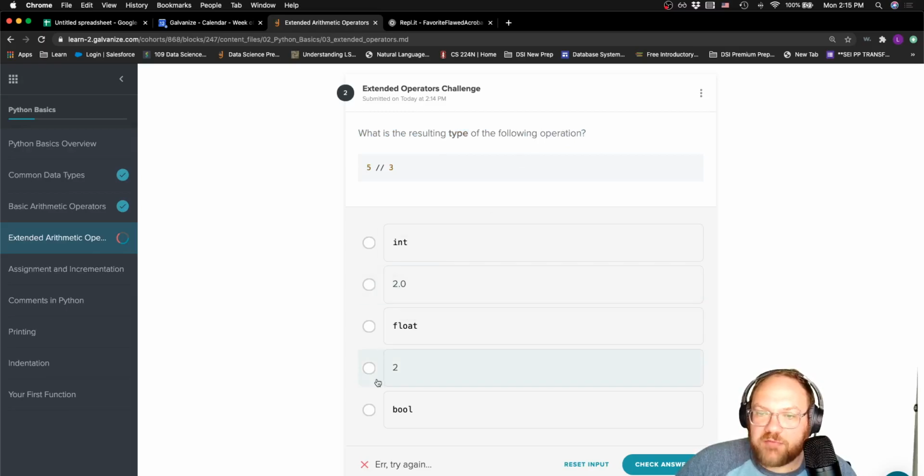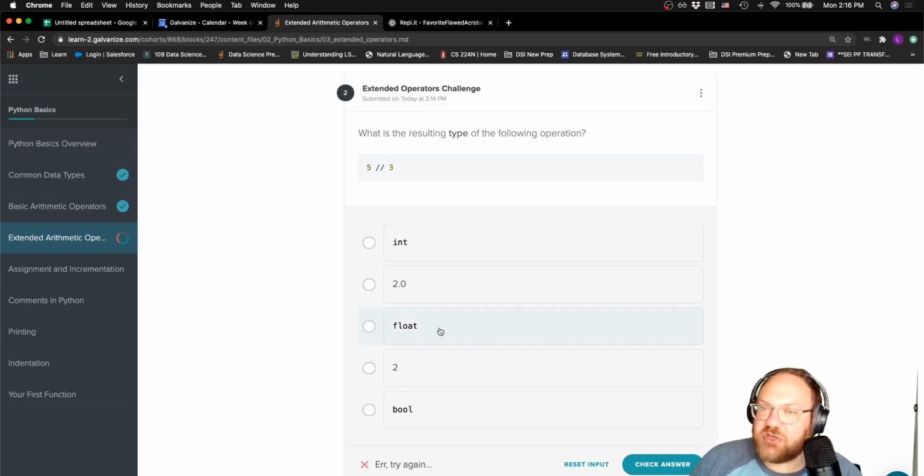We're not looking for an actual answer here, so that rules out these two. Again, the value from this operation is 2. Boolean is either true, false, 0, or 1. We're out of that domain, so that's not going to be a Boolean. So I am stuck to choose between int and float.